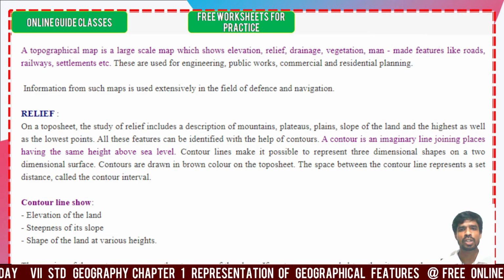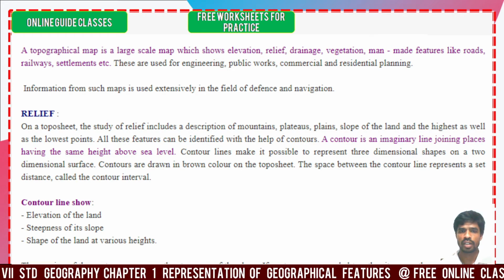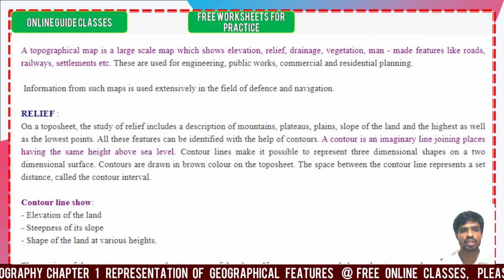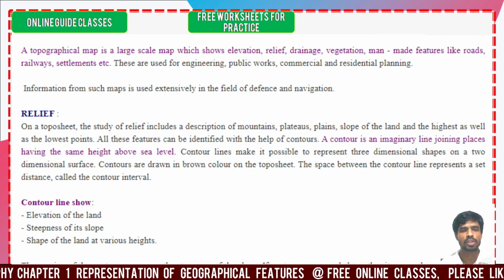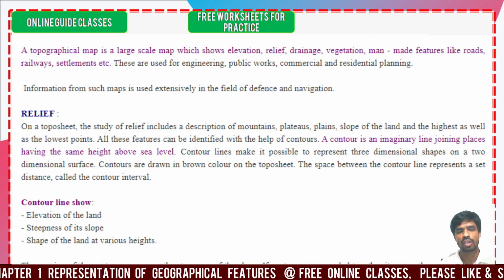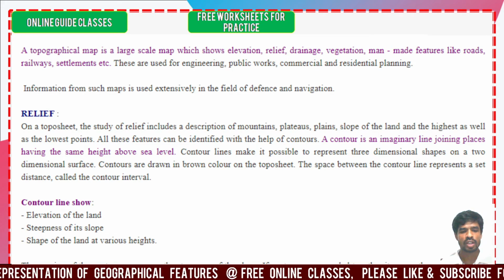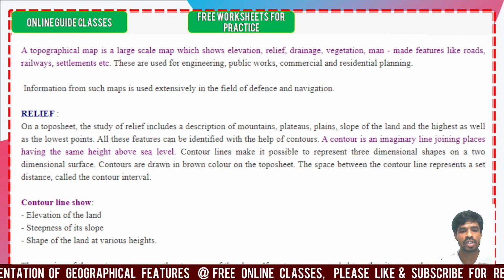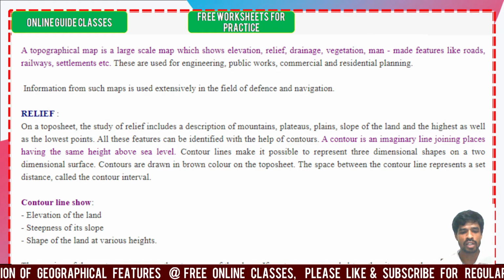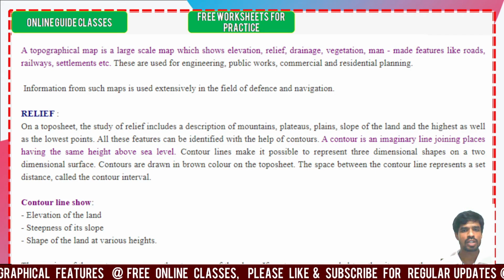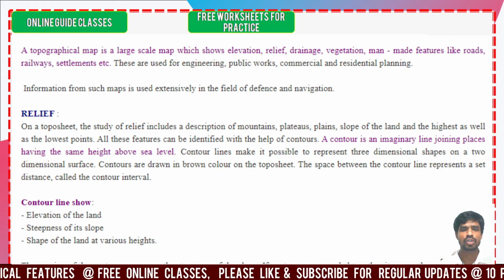And the next one is commercial and residential planning. So these topographical maps are very useful maps, my dear friends. Information from such maps is used extensively in the field of defense. Now when you talk about defense, we have three types of defense systems: the Indian Army, Indian Navy, and the Indian Air Force, right? Or the fourth one, please remember that.